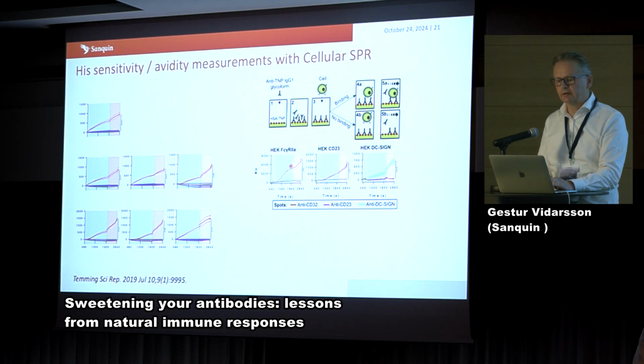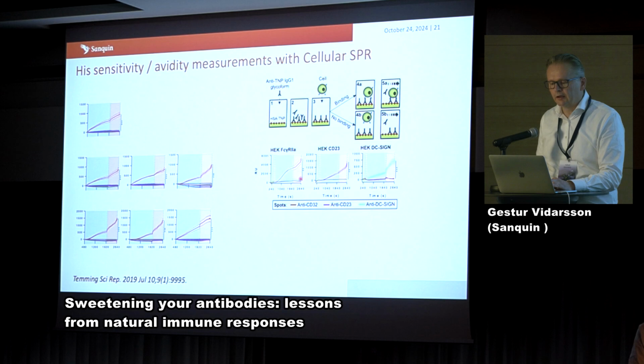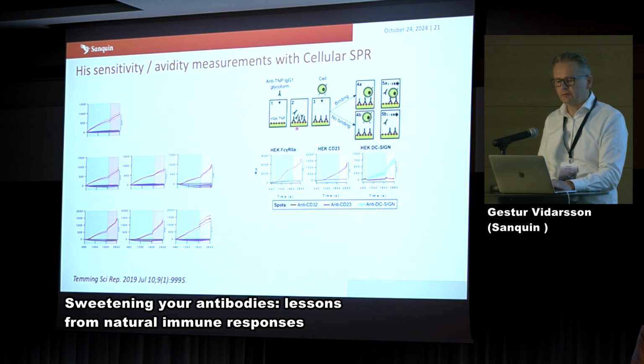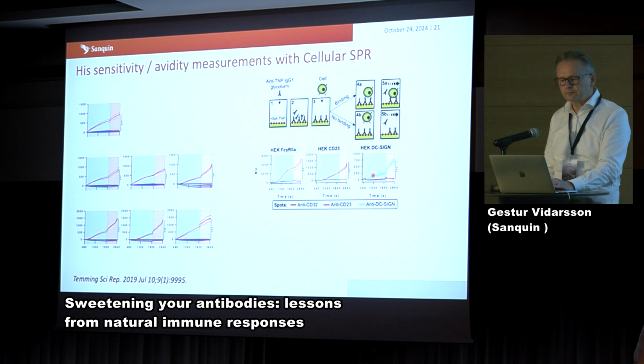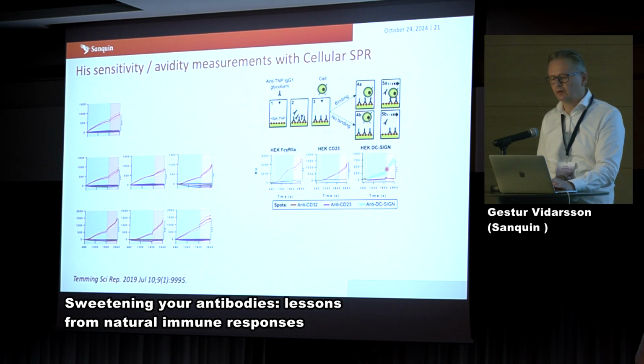And basically we see that cells expressing Fc gamma receptor 2A bind to IgG on those surfaces, and anti-CD23 antibodies are recognizing the CD23 transfected cells, and anti-DC-SIGN are recognizing DC-SIGN. So you see this under these flow conditions.